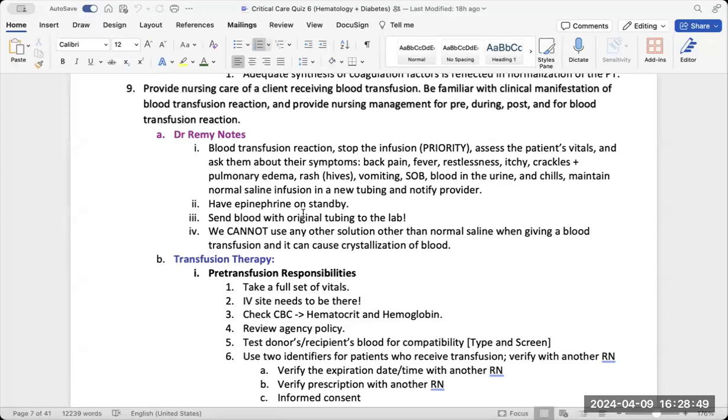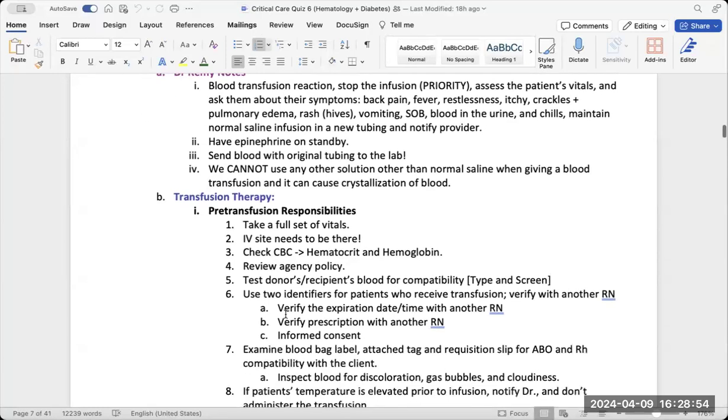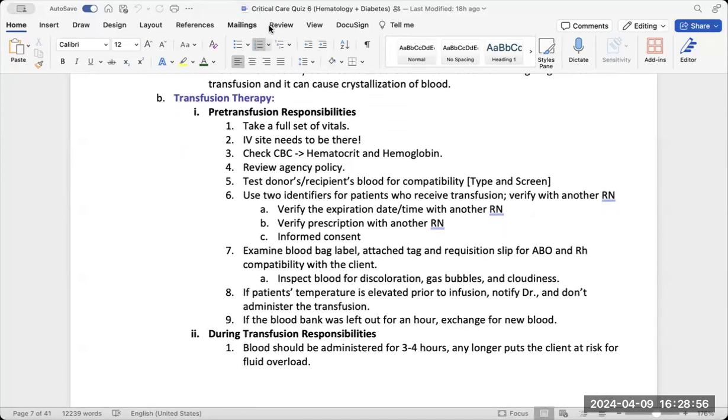So, just to quickly remind us of pre-transfusion responsibilities, we're thinking about getting vitals. We're thinking about making sure that there's an IV site, especially of an 18 to 20 gauge, because we need something bigger so that the blood can go through, because the blood is thick. We want to also check their CBCs, the hematocrit and hemoglobin, to make sure this seems okay. They should have a lower hemoglobin and hematocrit. That should be the reason why they're getting it.